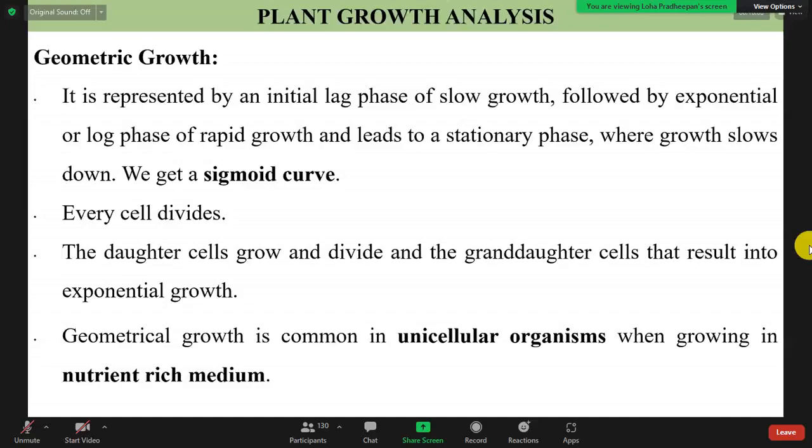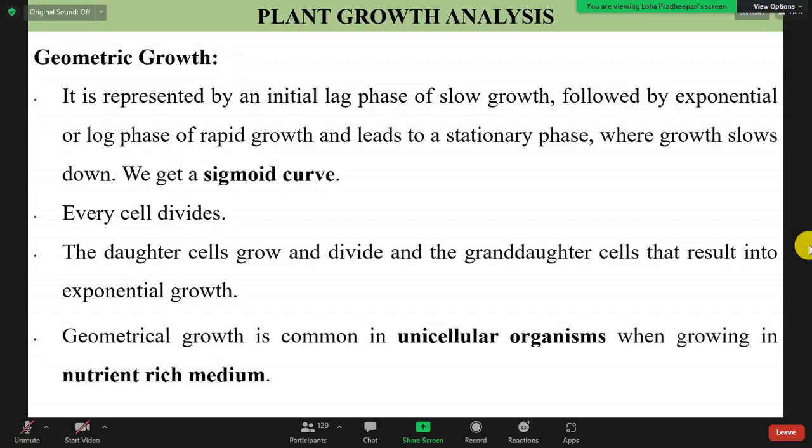That's why we say initial lag phase or slow growth. Then the seedling produces more leaves and is able to do more photosynthesis, so growth happens very quickly. In that case we say exponential. It is increasing with an increasing rate. And after a particular period, the growth increases at a constant rate. In that case we say that is the stationary phase.